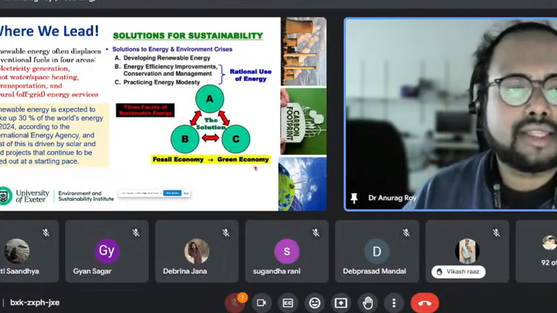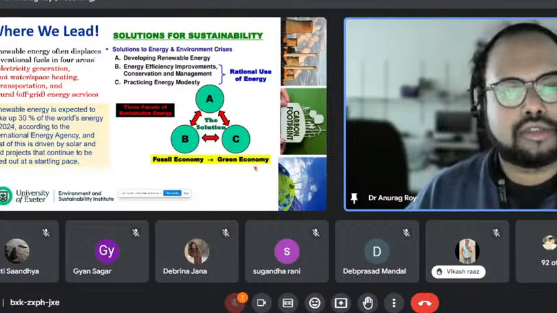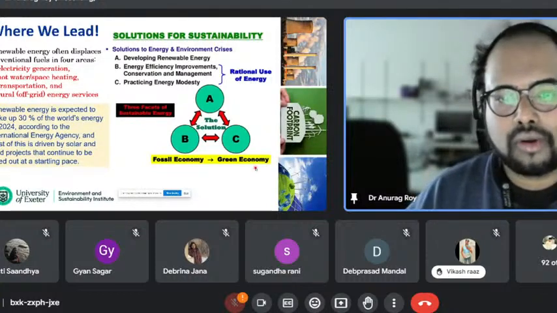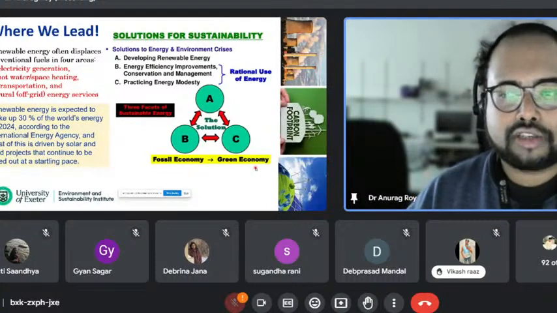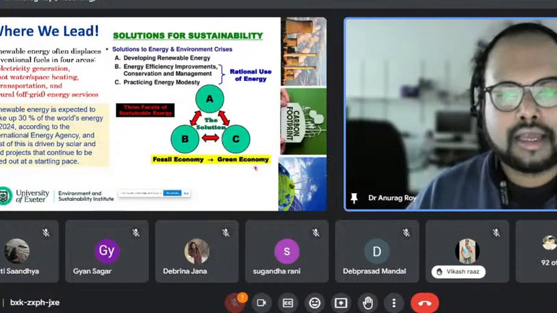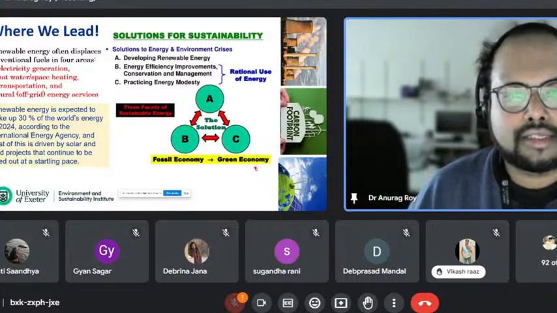So if you're thinking about a sustainable solution, we deal with this renewable system, so there is a rational use of energy structure, which you can see here, denoted by ABC.